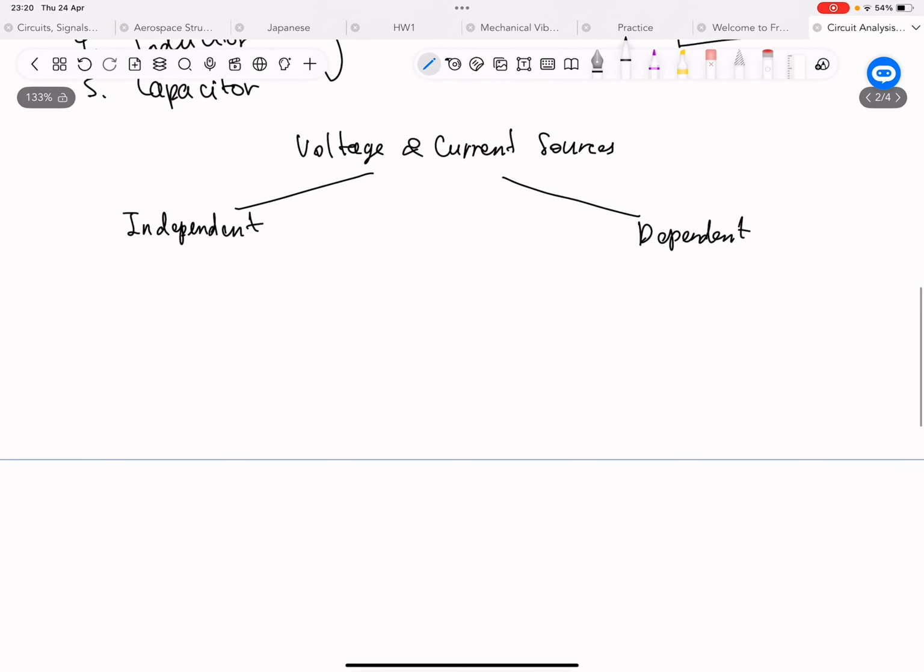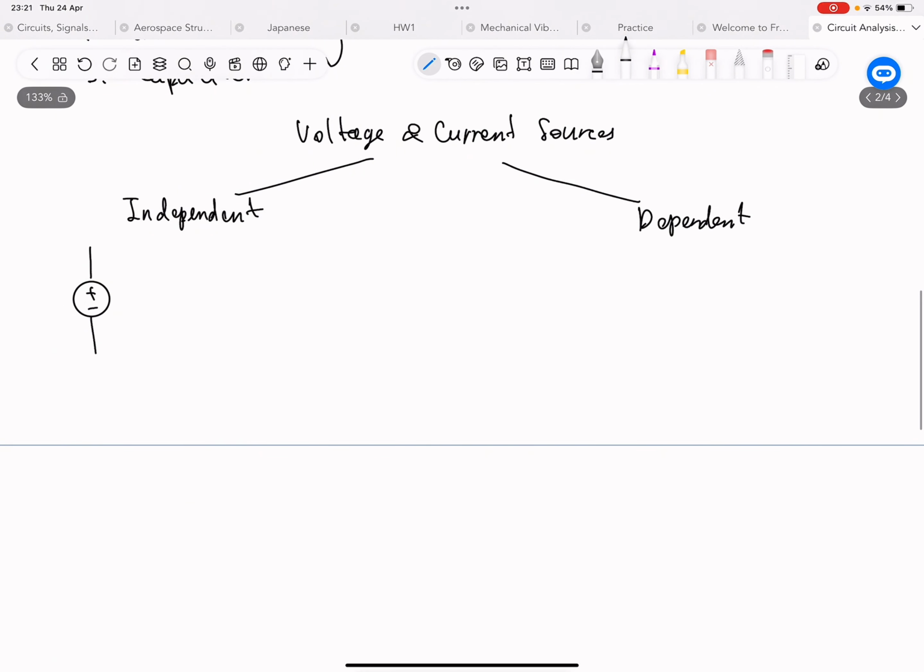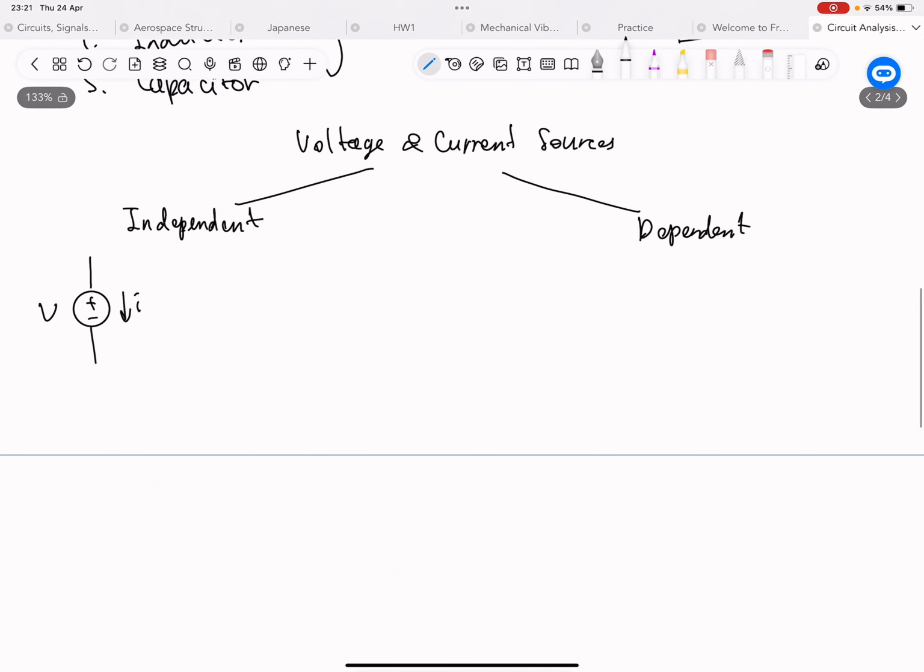An independent voltage source, for instance, looks like this. It's represented by a circle with polarities. Polarity is basically these plus and minus signs. In a given problem, the voltage will more likely be given, and you will need to find the current flowing through this, for example. So that's what an independent voltage source is.